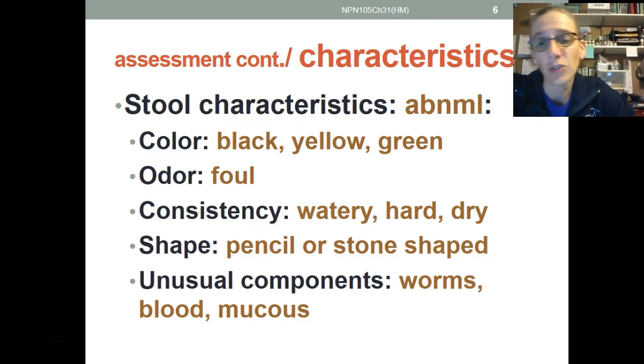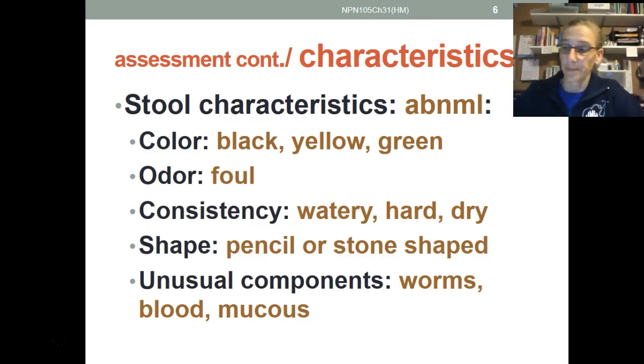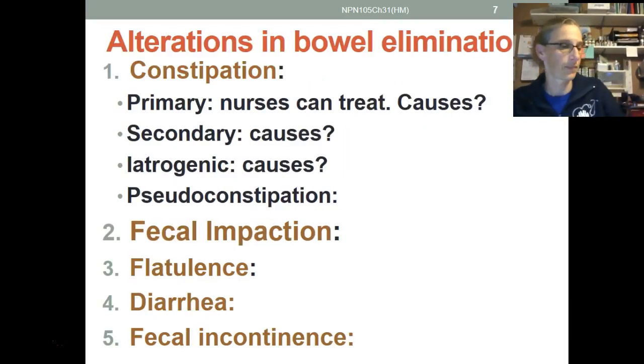The shape, is it pencil shape? Is it like little pellets? Are there any unusual components to the stool? Worms could be in the stool. That would be if the patient had pinworms, possibly. Blood or mucus. Patients with Crohn's disease or ulcerative colitis or some cancers will have mucousy stools. All right, alterations. Let me move this.